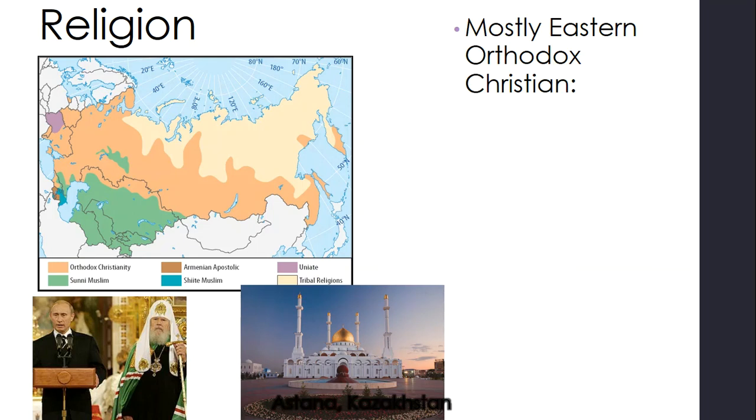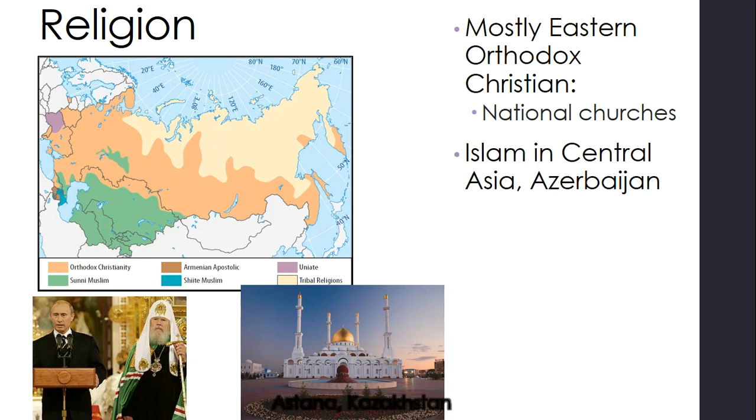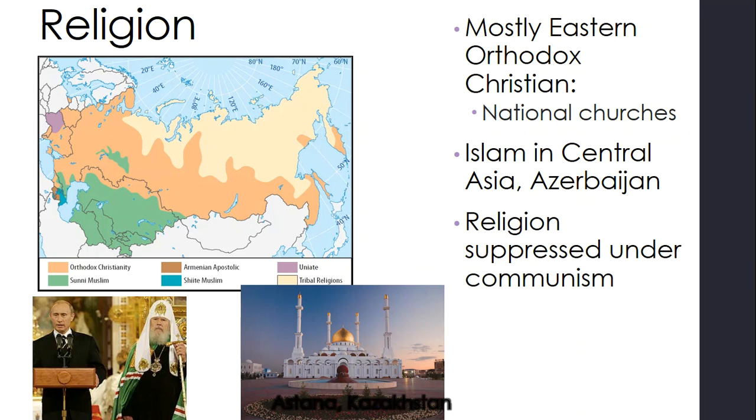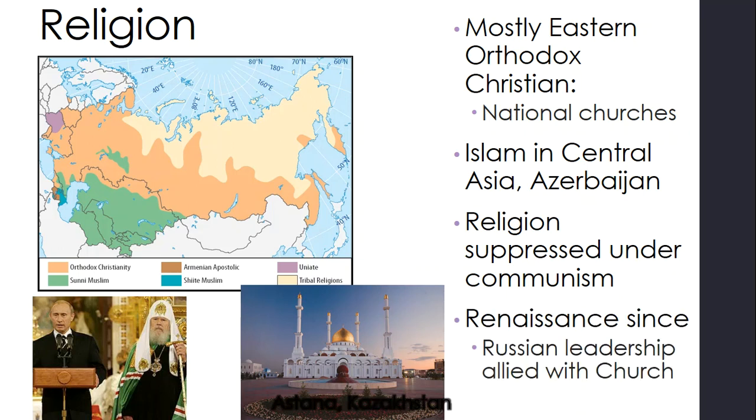Religion in the region is mostly Eastern Orthodox Christian. There are several national churches. We have Islam in Central Asia and Azerbaijan. And that religion was suppressed under communism, but it is not anymore for those reasons that I previously mentioned. So there's been a renaissance of religion since. And Russian leadership, we can see here, Vladimir Putin, who is the leader of Russia, is very much allied with the church there.